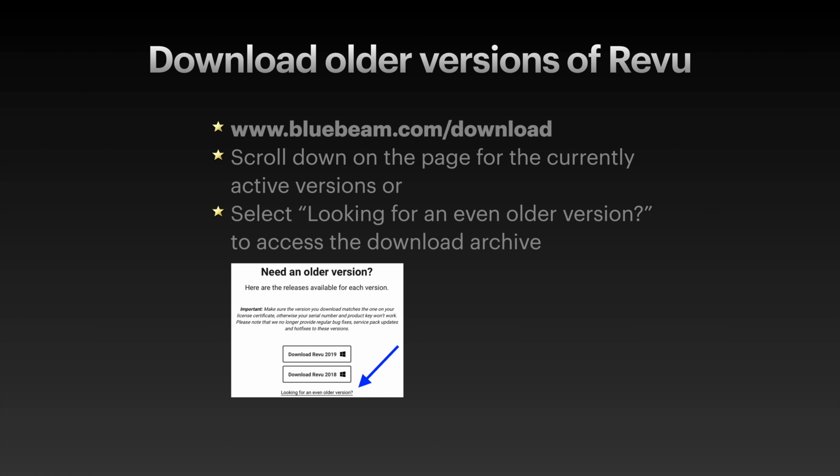That leads you to an archive of all the available software downloads, and that includes all the enterprise versions, the enterprise installation packages, all the previous versions, and it also includes the Revu for Mac that has been discontinued, but you still might want to reinstall it at some point. Again, the complete download archive is on bluebeam.com/download, and then click on looking for an even older version.